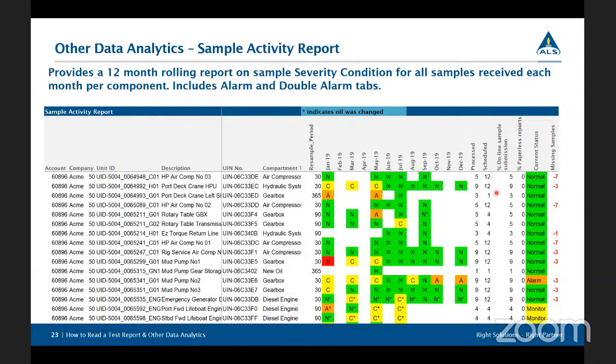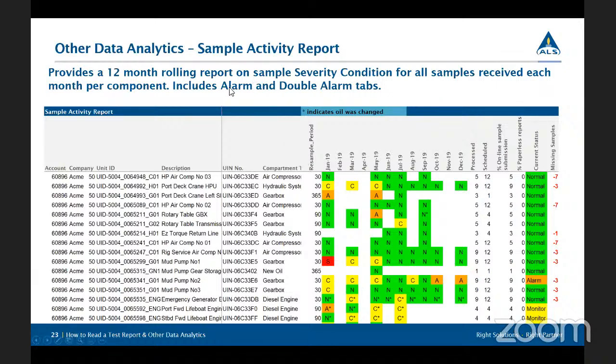Then it does give you an idea of how many online submission samples were submitted, how many possibly paperless reports, and then what the current status is. So this is a really great way to be able to scroll through and say, what are the components that I have an alarm on? So, oh, okay, here I've got a mud pump that has an alarm. That's its latest condition. I know I need to address it and get some attention here.